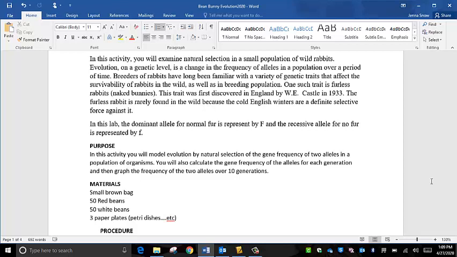Now, breeders of rabbits have long been familiar with the variety of genetic traits that affect the survivability of rabbits in the wild, as well as in breeding populations. One such trait is furless rabbits, which are like naked bunnies. They don't have any hair. And this trait was first discovered in England by W.E. Castle in 1933. So the furless rabbit is rarely found in the wild because the cold English winters are a definite selective force against it. They don't survive the winter.